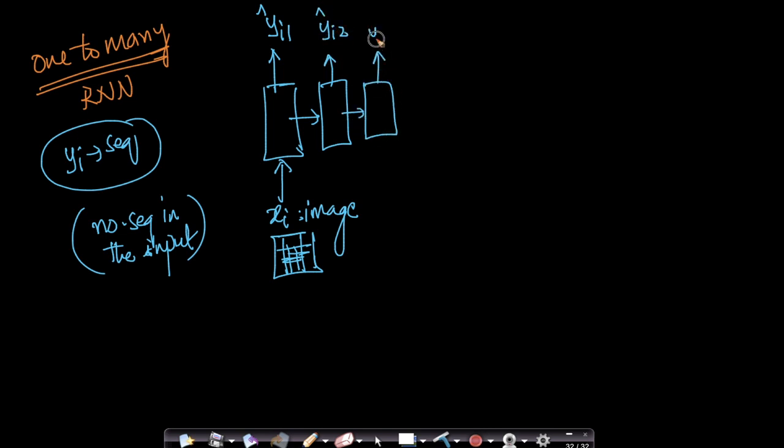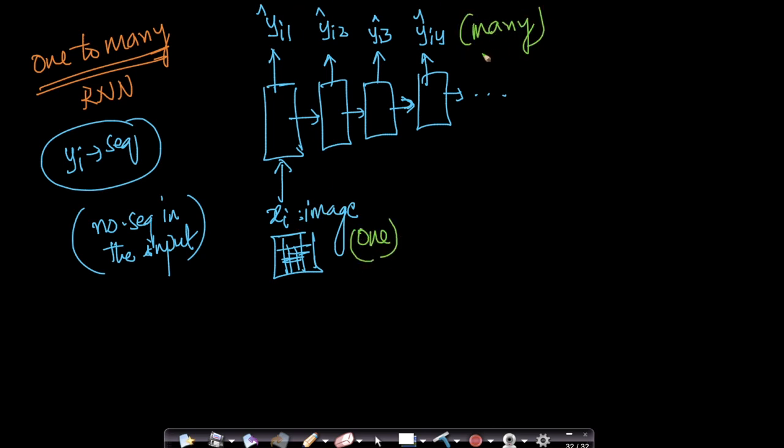You have your yi1 hat, right? And so on and so forth. You have yi2 hat and so on and so forth. Right? Look at this. Look at the structure here. Your input is 1, but your output is many. So this is called a one-to-many RNN, right? And the structure, each of these boxes are the same ones that we have seen before.